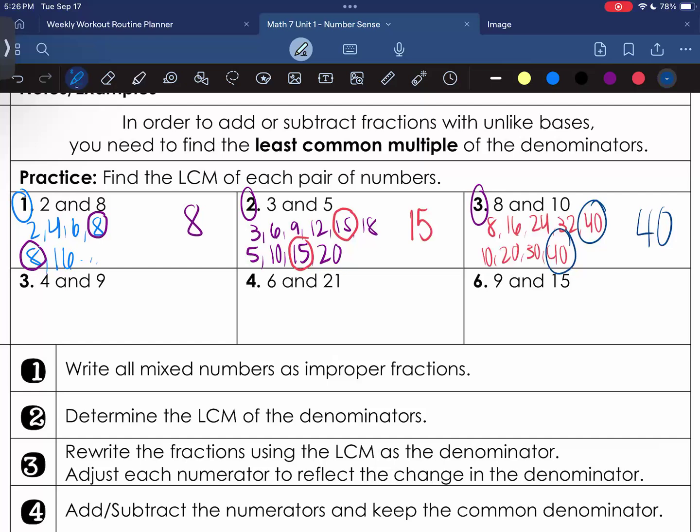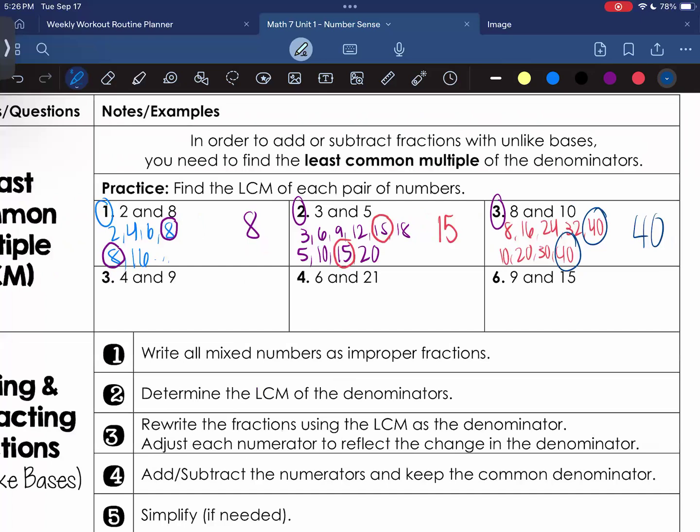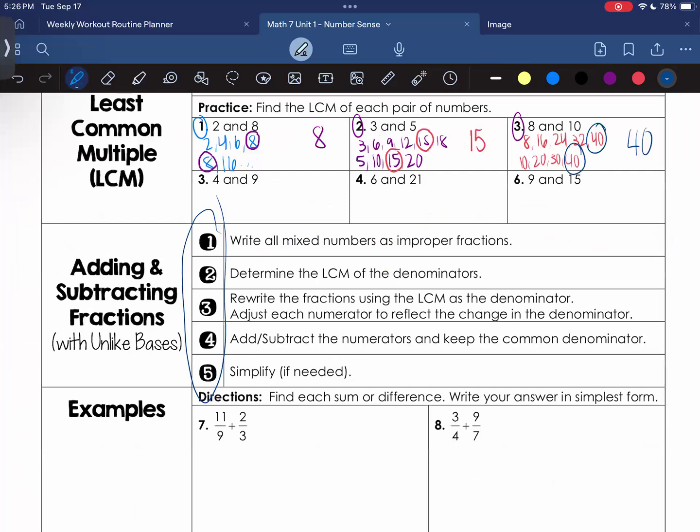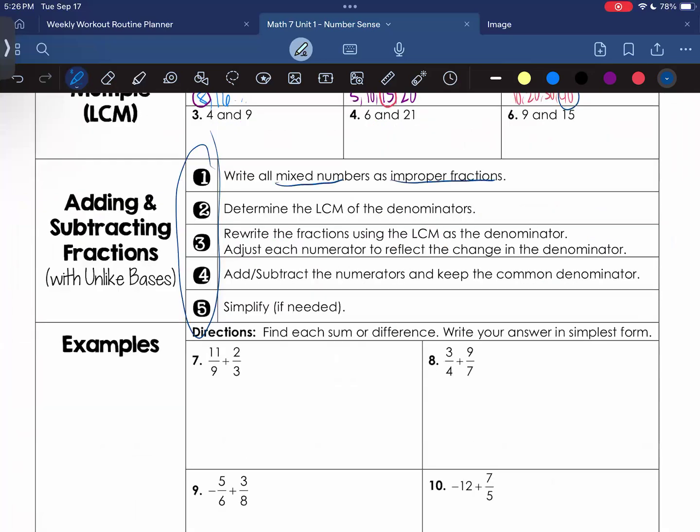All right. So here are the steps right here, 1 through 5, when you are adding and subtracting fractions that do not have the same denominator. Okay, so just like before, when we had to write mixed numbers as improper fractions, right? We did this on our last notes and homework. Now we're going to have to find the LCM of the denominators. So the bottom number, right? That's how we're going to get common denominators, or one of the easiest ways to get common denominators. Then we'll rewrite the fractions and add or subtract the numerators just like we normally do, and then simplify at the end.